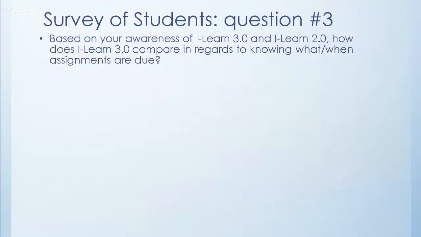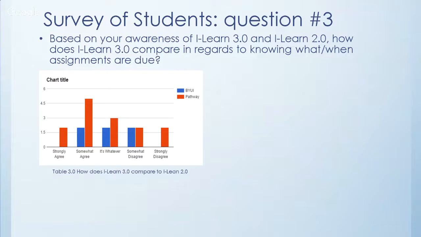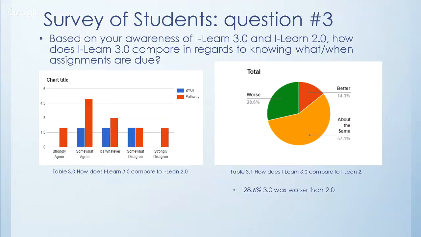Question number 3. It's a little different question. You had to actually use iLearn 2 and 3. If you haven't used 2, you can't answer this question. So this is only for those that used both and are comparing the 2 together. So knowing what the assignments are due, the Pathway strongly agree that they know when assignments are due, but most of them somewhat agree. And a total of all, 28.6% said 3.0 was actually worse than 2.0, and 57% said it was about the same.